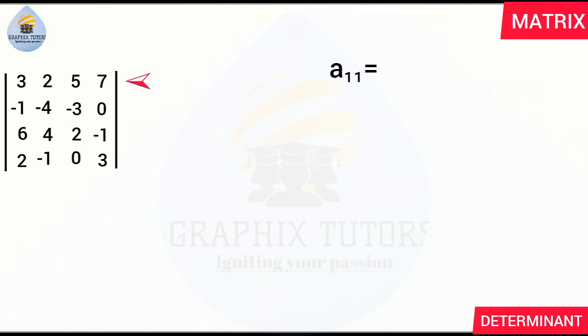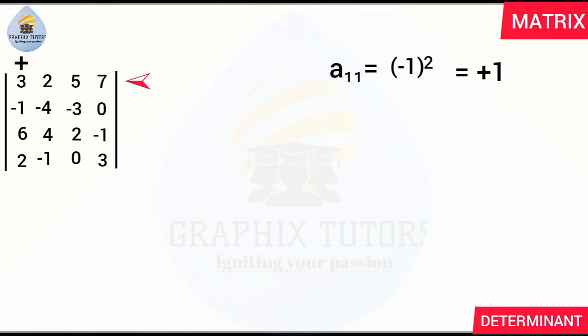Now if I use the formula of -1 raised to power what? The row plus column. Since I'm considering the A11 element in the first row, first column, it will give me -1 raised to power 1 plus 1. And 1 plus 1 is 2. So -1 raised to power 2 gives you what? Plus 1. So I'll put plus on the first element here.